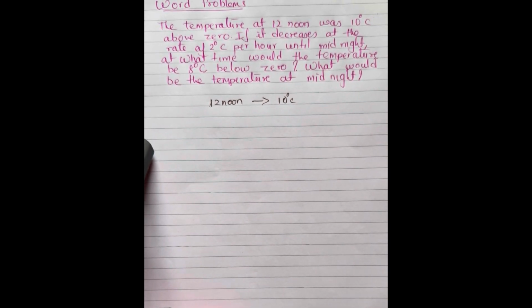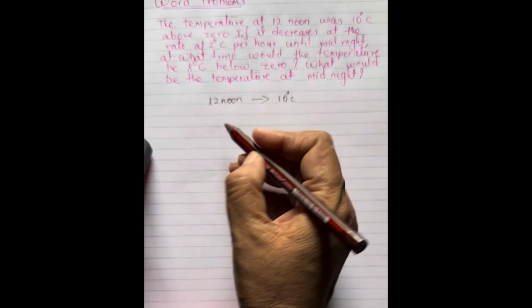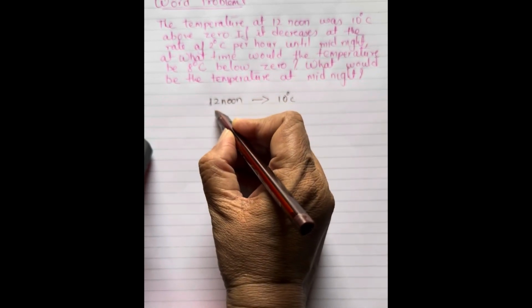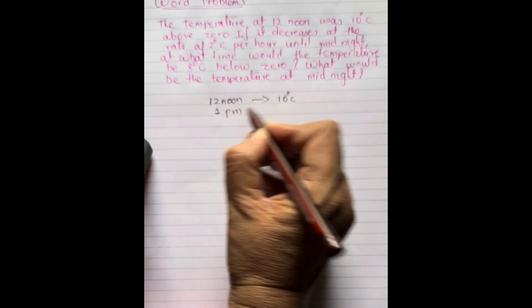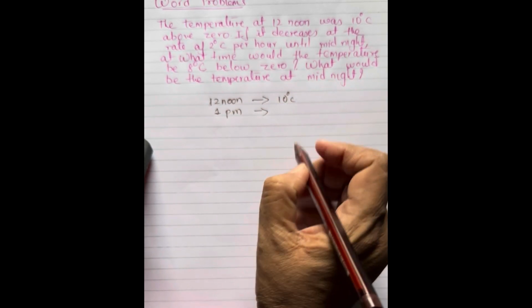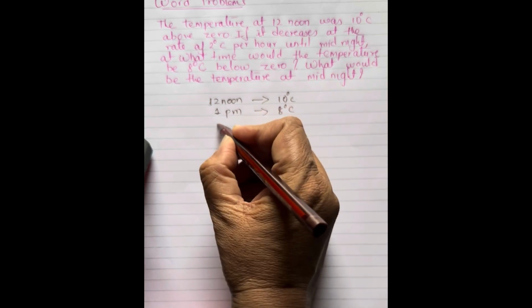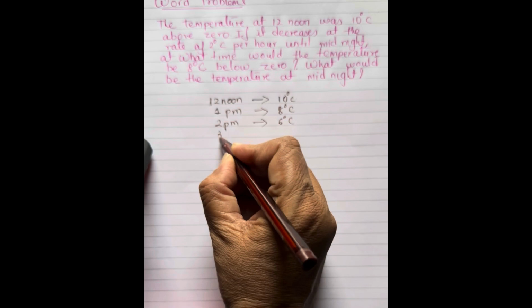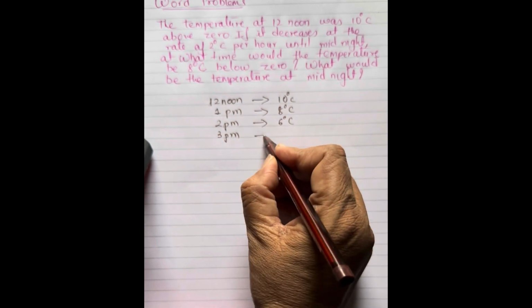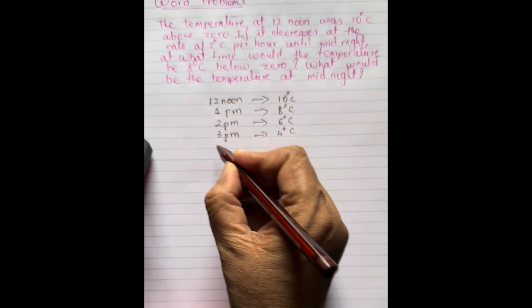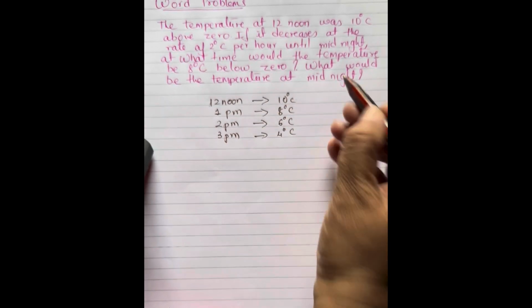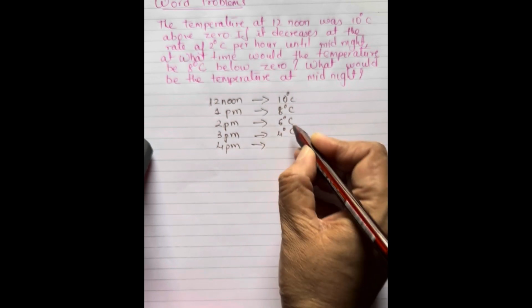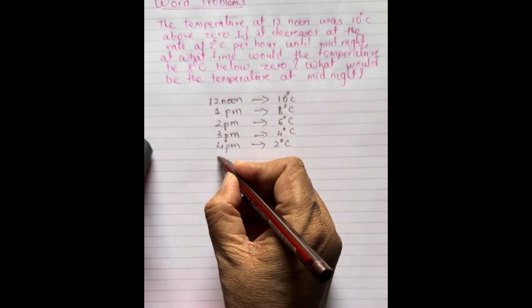Right? So this type of sums can be solved like you go on decreasing from 12 noon. So per hour it is decreasing 2. So at 1 p.m. what will be the temperature? It is decreasing by 2. So it will be 8 degree. Then 2 p.m. again it will decrease by 2. So it is 6 degree. 3 p.m. it will be 4 degree. So we'll find out till midnight because they have asked till midnight. So 4 p.m. again it is decreasing by 2, so 2 degrees centigrade.